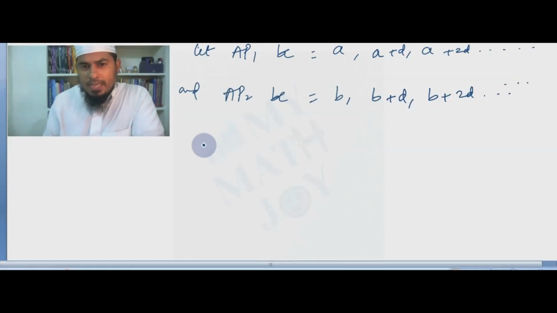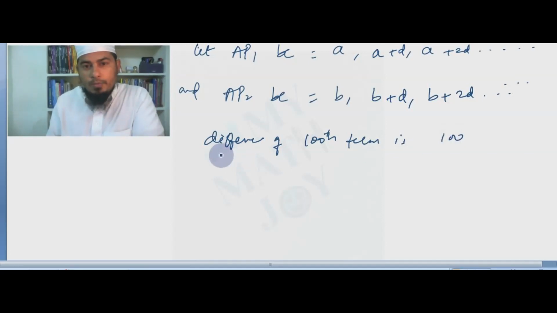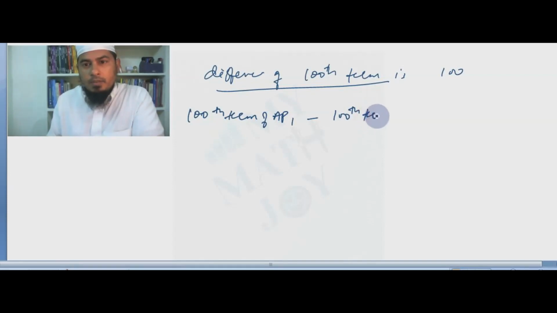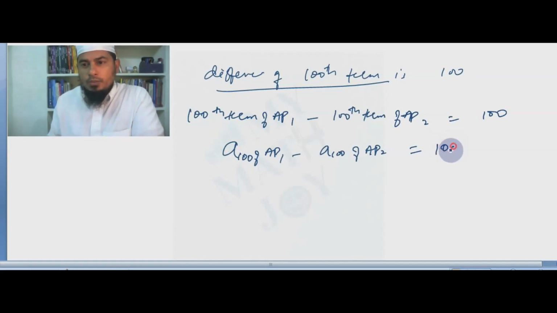He also gave the difference of the 100th terms as 100. What do you mean by the difference of the 100th terms? It means the 100th term of AP1 minus the 100th term of AP2 is 100. What is the 100th term of AP1? The 100th term of AP1 minus the 100th term of AP2 will equal 100.